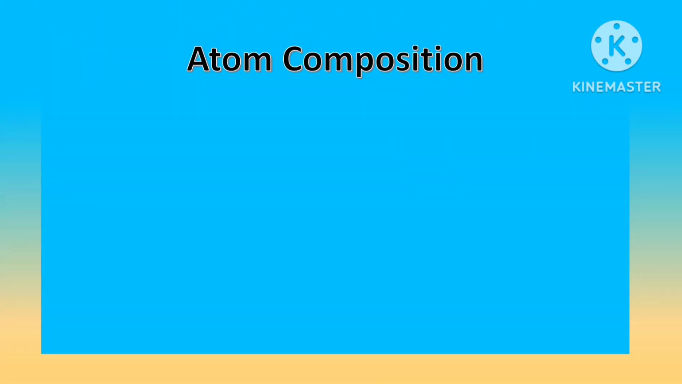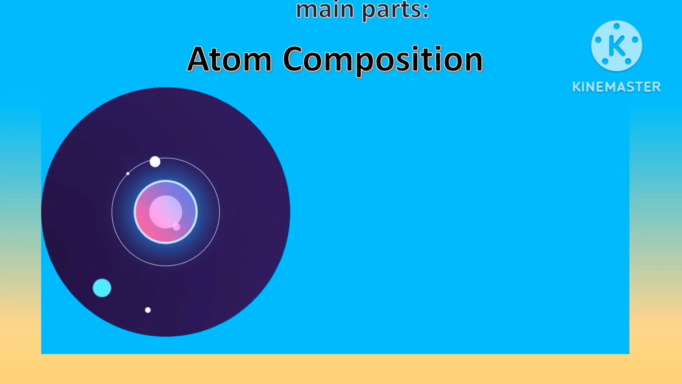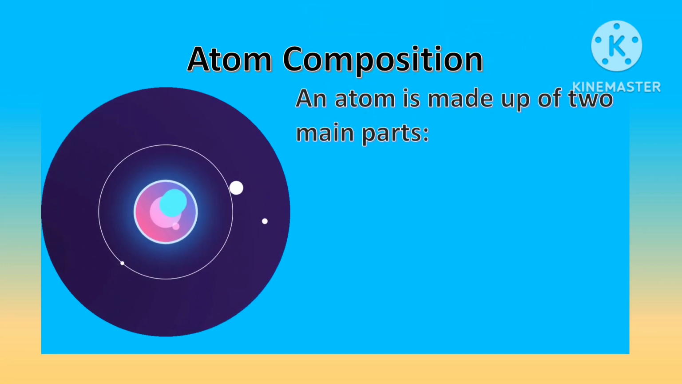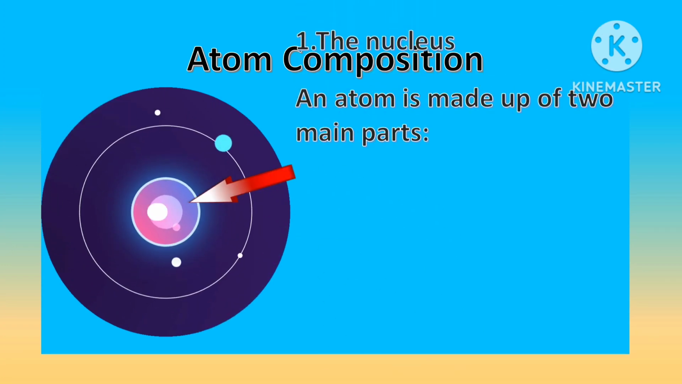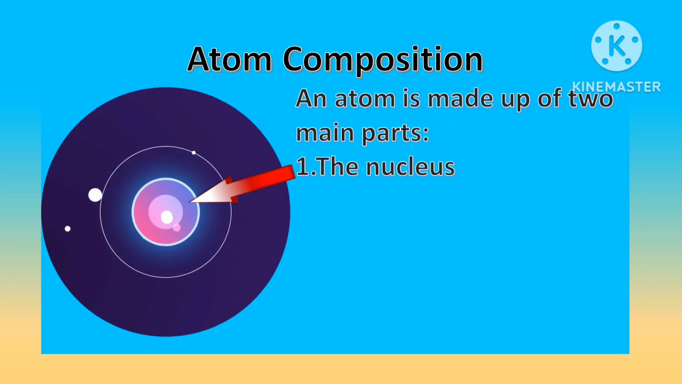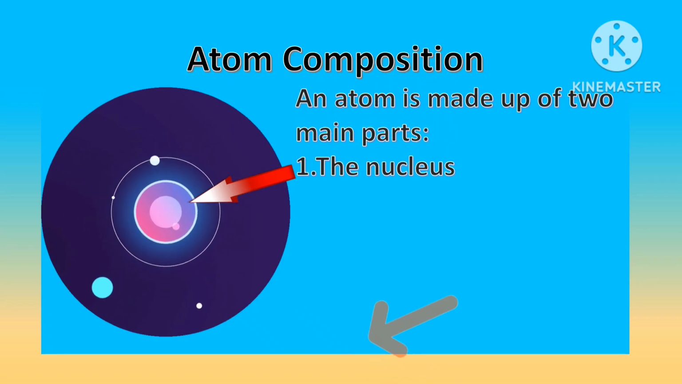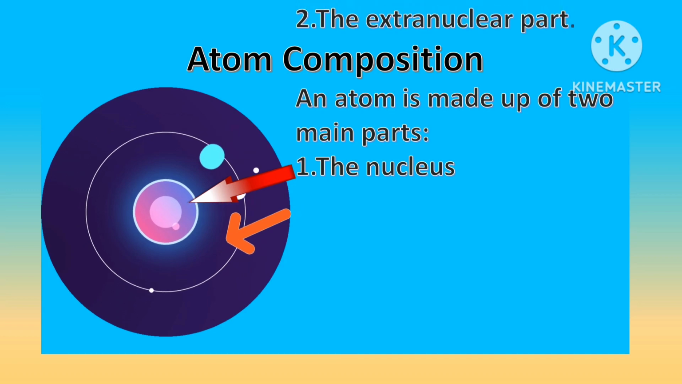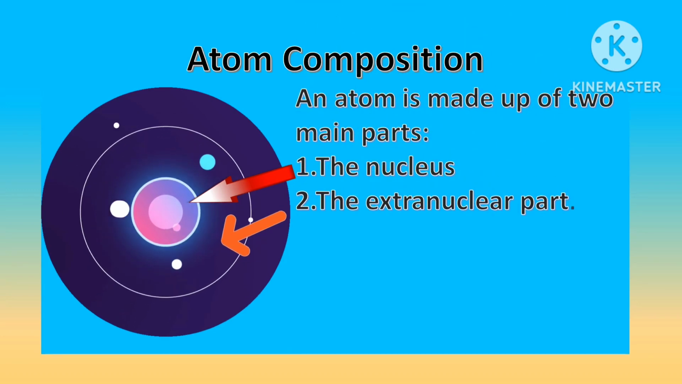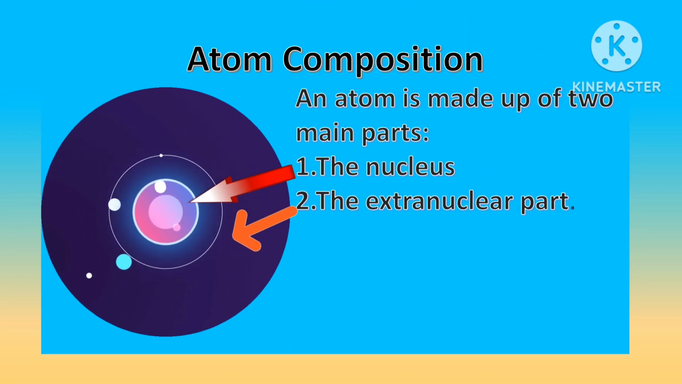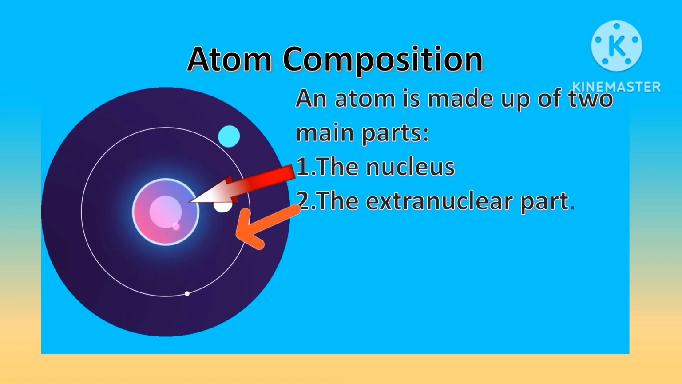Let's learn about atom composition. An atom is made up of two main parts. The first part is the nucleus. The nucleus of an atom is its central core. The second part is the extranuclear part. The extranuclear part of an atom refers to the region outside the nucleus where electrons are located in their orbits.